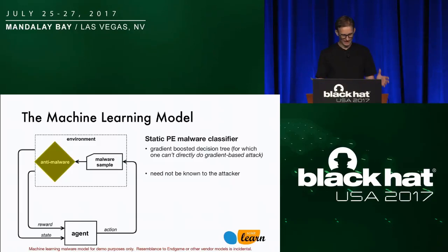Finally, who are we attacking? We're attacking a toy machine learning model in this case. This toy model was trained. At a 1% false positive rate, it gets about a 92% detection rate. And it's based on a gradient boosted decision tree. I'll just note that this kind of model cannot be attacked using the gradient based approaches that I described before.